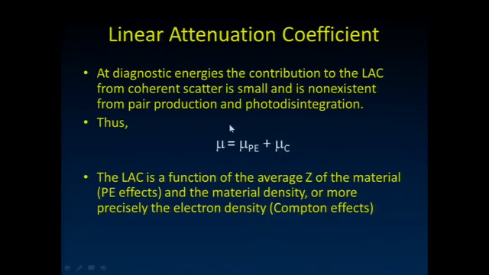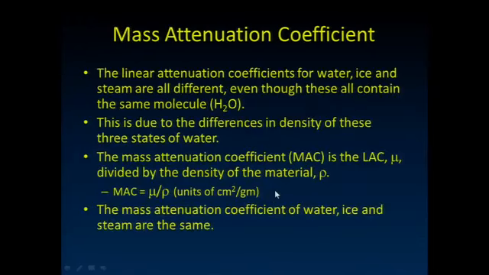And so really this linear attenuation is really just a function of the average Z of the material. The Z has to do with how tightly bound those inner shell electrons are, where the K edge is, so the photoelectric effect, and also that electron density. That's going to be the Compton effect that we're going to see.